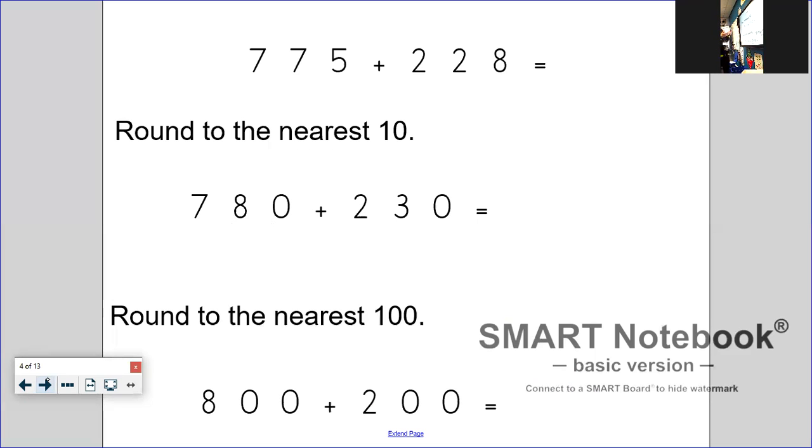775 add 228. So round it to the nearest 10. 780 add 230. Well, that's still quite a challenge one to do in your head. So let's round it again further. We can round it to the nearest 100. 800 add 200. Well, that's an easy one. What's the answer?